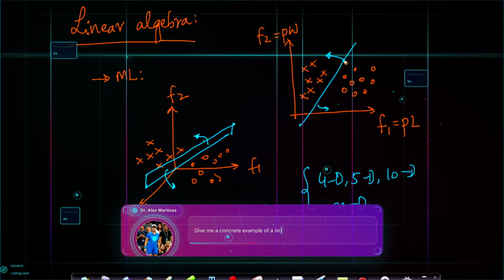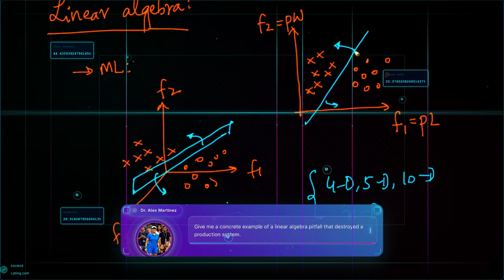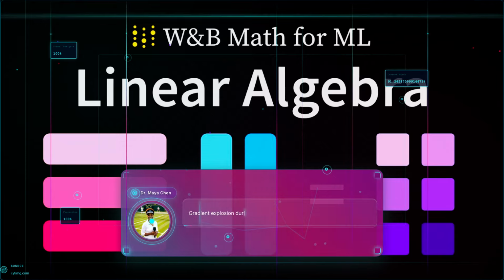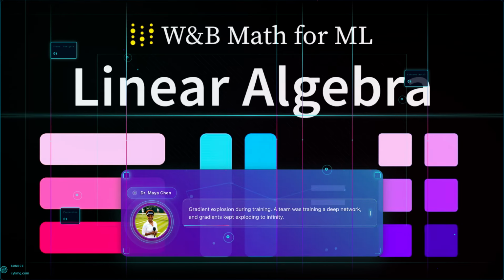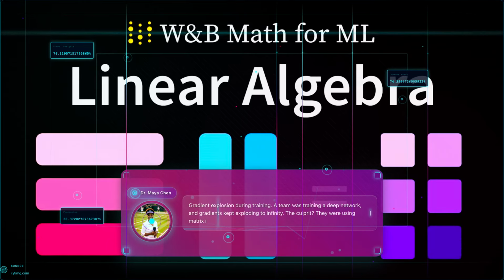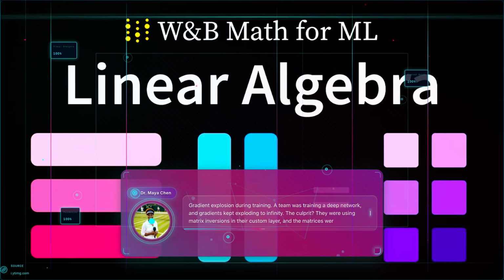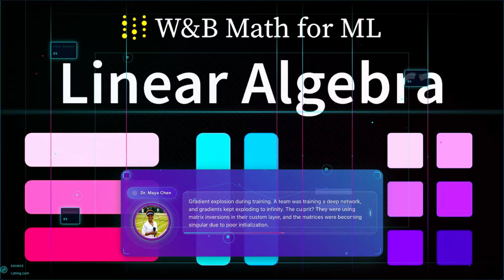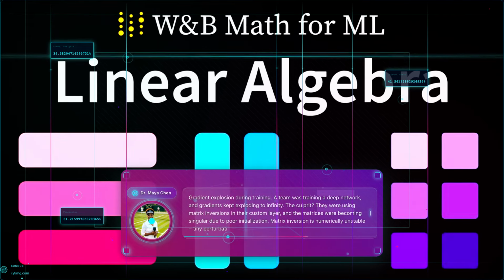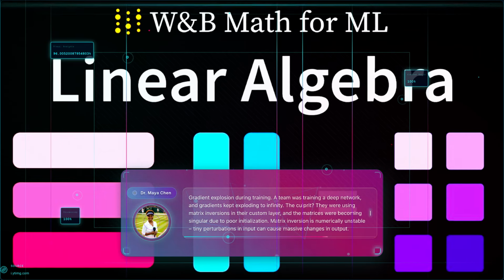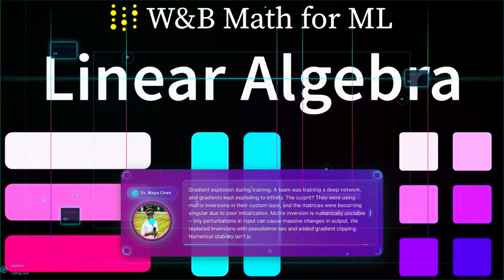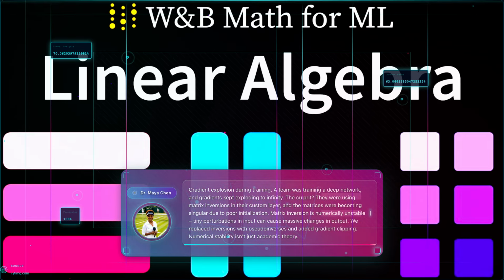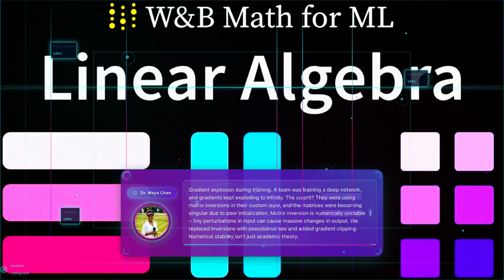Give me a concrete example of a linear algebra pitfall that destroyed a production system. Gradient explosion during training. A team was training a deep network and gradients kept exploding to infinity. The culprit: they were using matrix inversions in their custom layer, and the matrices were becoming singular due to poor initialization. Matrix inversion is numerically unstable. Tiny perturbations in input can cause massive changes in output. We replaced inversions with pseudo-inverses and added gradient clipping. Numerical stability isn't just academic theory.